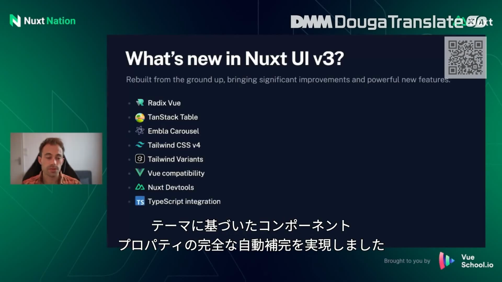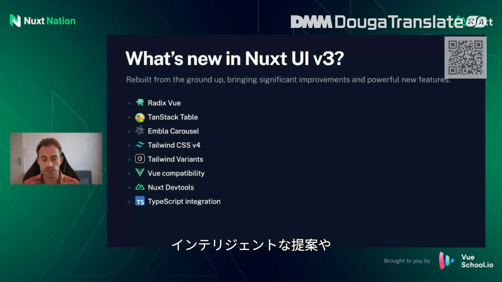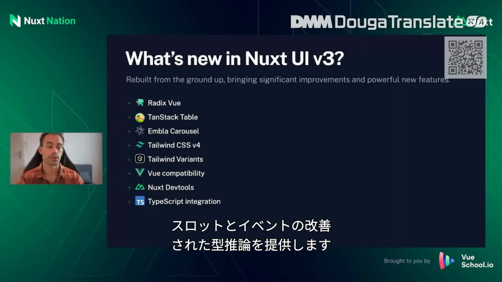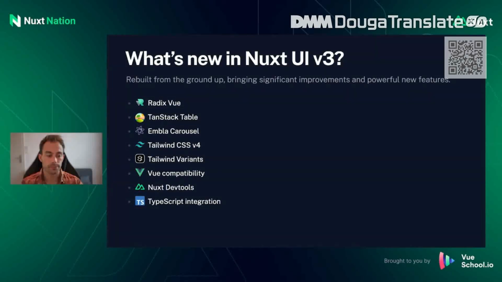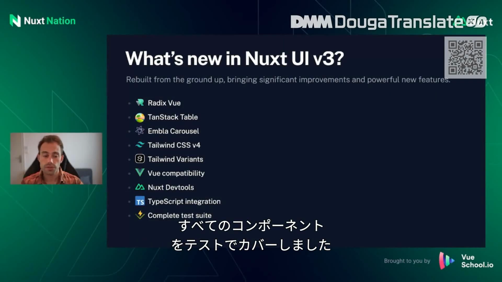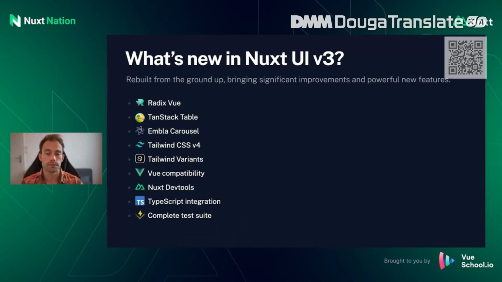We took TypeScript to the next level with full auto-completion for component props based on your theme. We have intelligent suggestions for your theme configuration and improved type inference for slots and events with generic-based components. We've also made sure to cover all components with tests to ensure stability and reliability. We have more than 900 tests for Nuxt and for Vue.